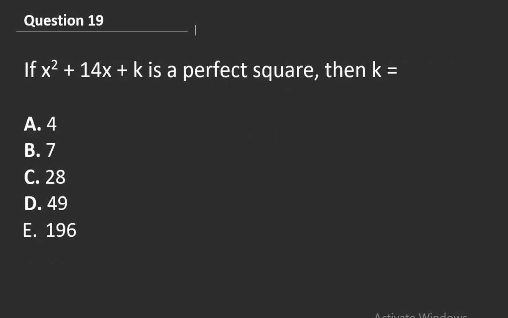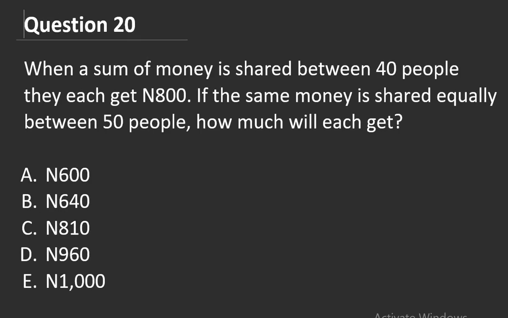Question 19. If x squared plus 14x plus k is a perfect square, what is k? Question 20. When a sum of money is shared between 40 people, they each get 800 naira. If the same money is shared equally between 50 people, how much will each get?